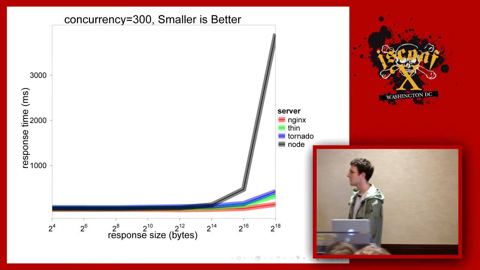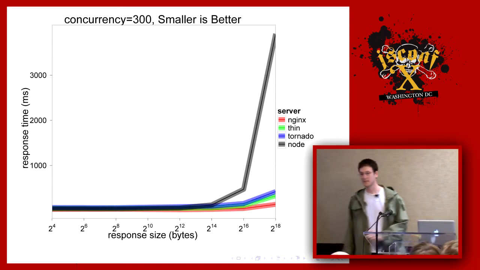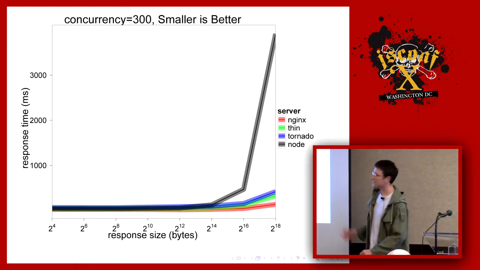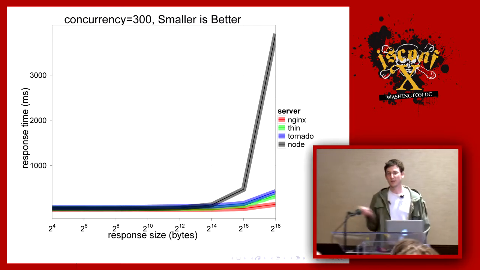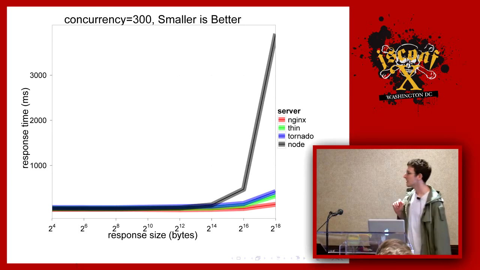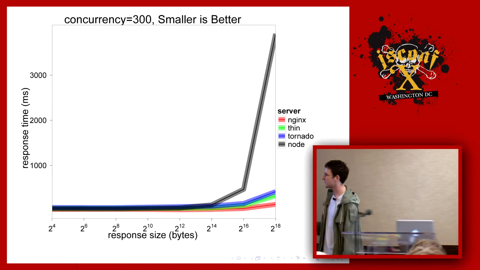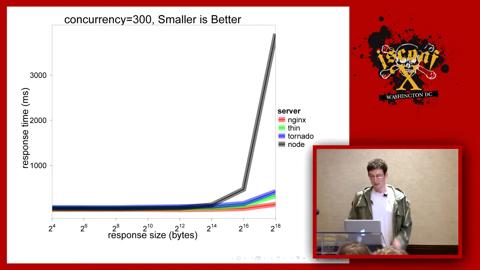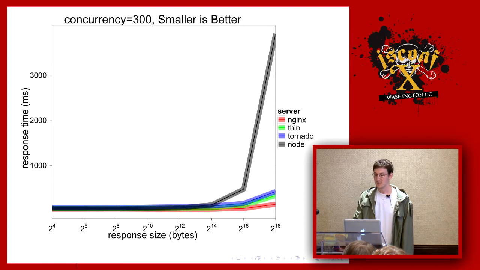That's terrible. It's not Rails terrible, right? I mean, this is at 300 concurrent users at the same time. Okay, Rails would be off the map here, but it's not. It's a different order of magnitude than these other servers. They're doing something right, and Node's doing something wrong.